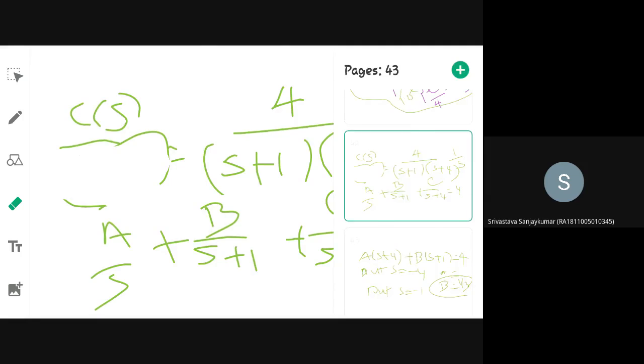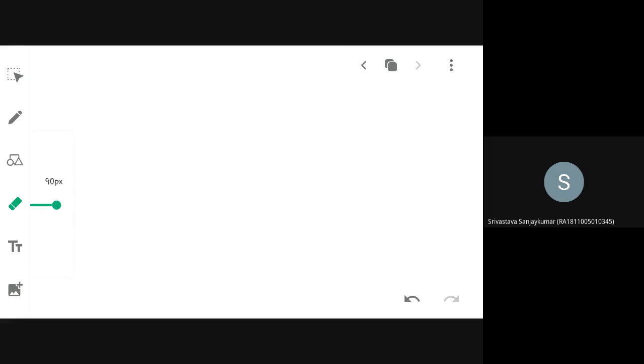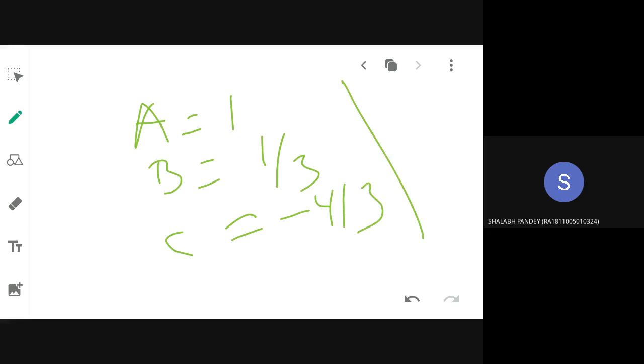Now tell me what is your A, B, C. If you do that, A will be equivalent to 1. I think B will be equivalent to 1 by 3. C will be equivalent to -4 by 3. I think so. All got this answer?